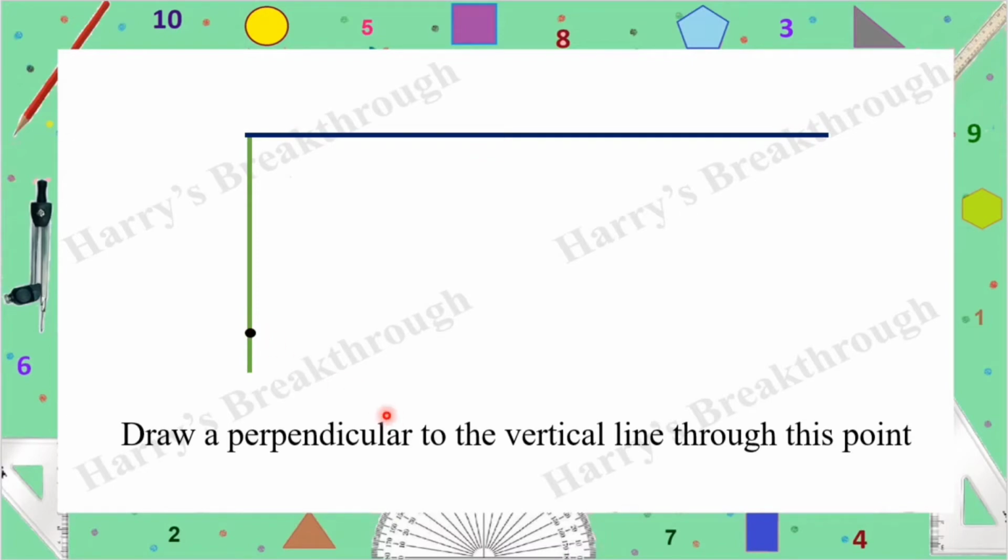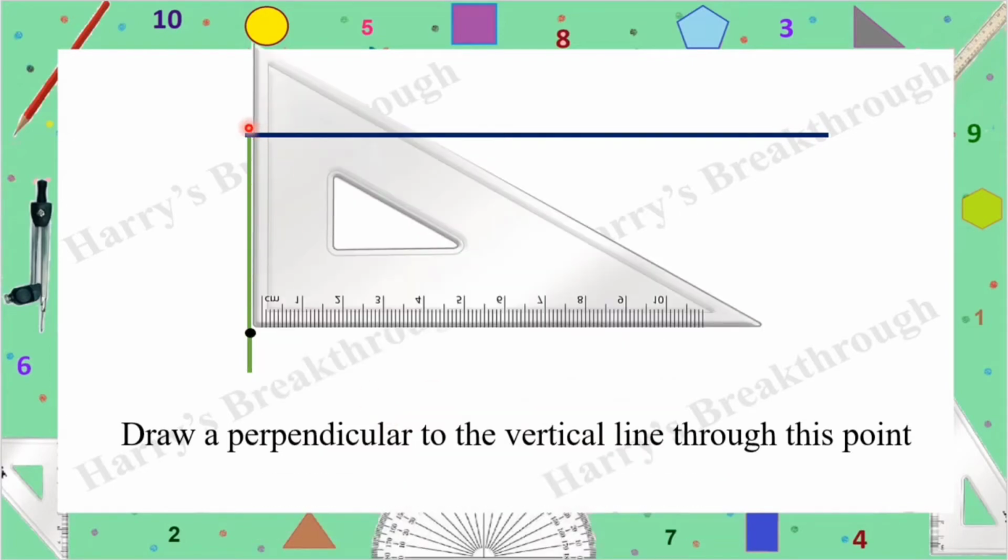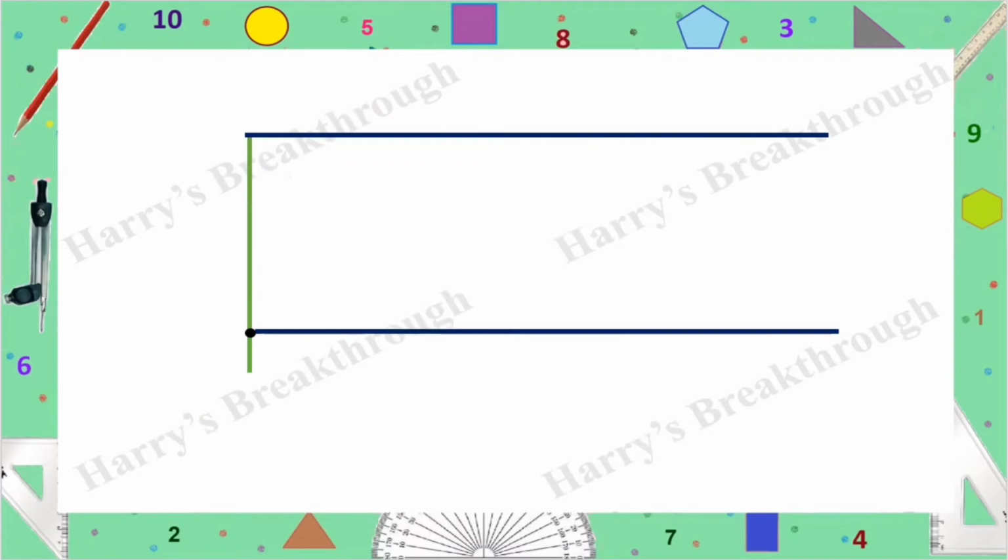So for that, let's use a set square. The set square should be placed like this. That is, the side should be nearer to this vertical line. Then draw a line. Now you got two parallel lines.